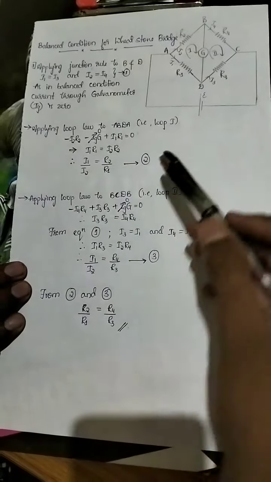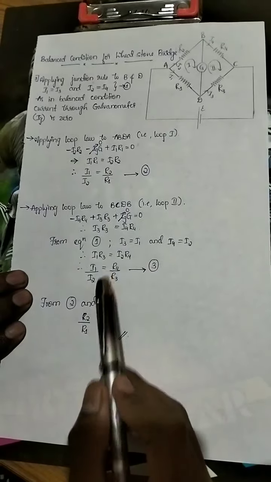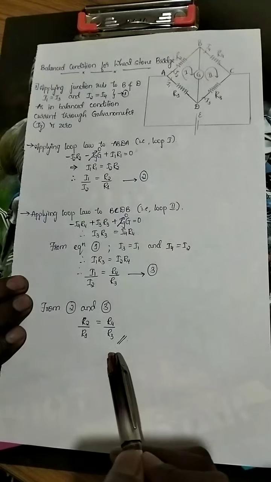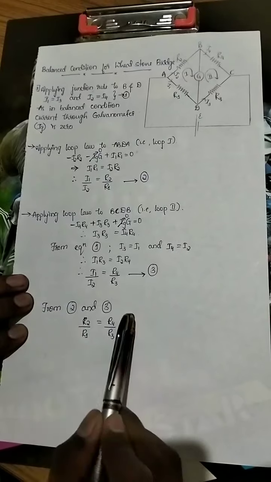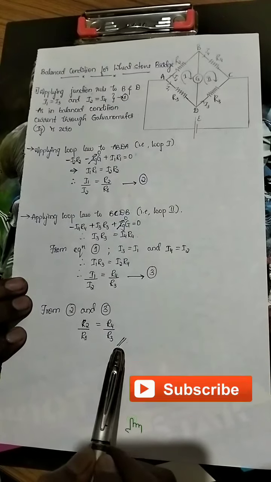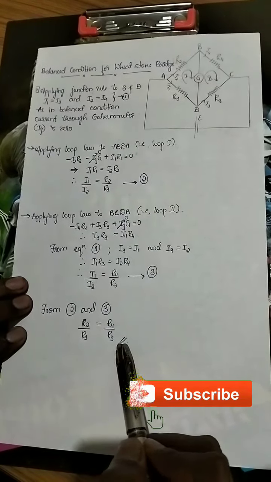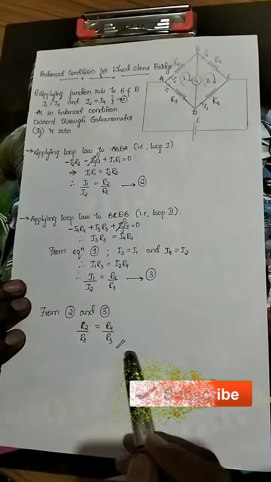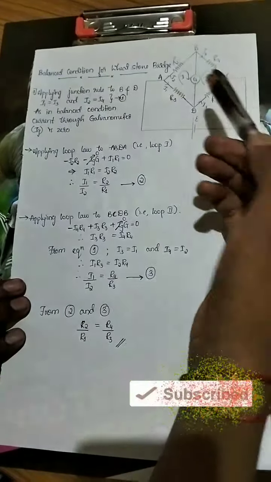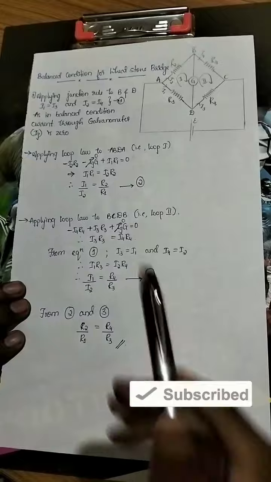From equation number 3 and 2 we see that R2 by R1 is equal to R4 by R3. So this is the balance condition for Wheatstone bridge, and it is also used for finding any one of the unknown resistances if we know the other three resistances accurately.